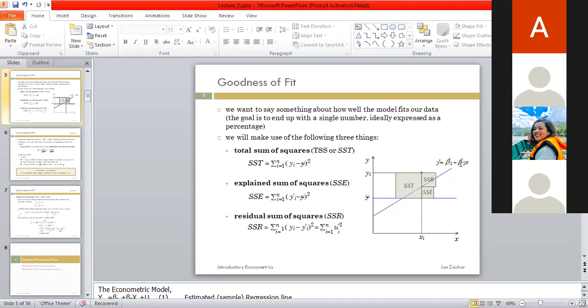Add all the values of x and divide by 30. 30 is the sample size. That is your sample mean of x, x bar. Y bar is the sample mean of y.